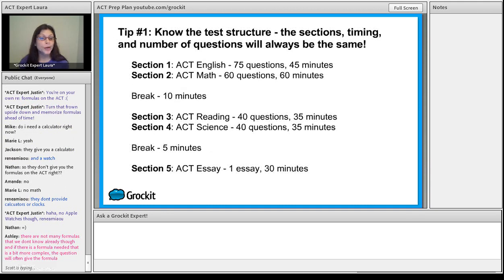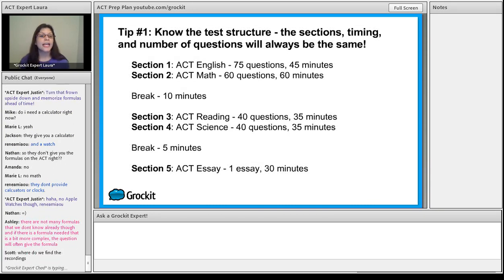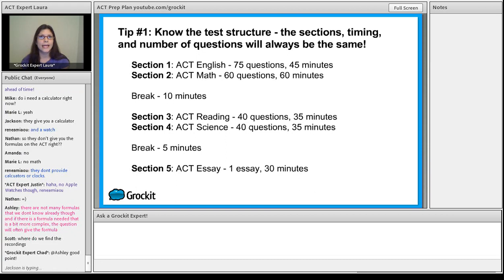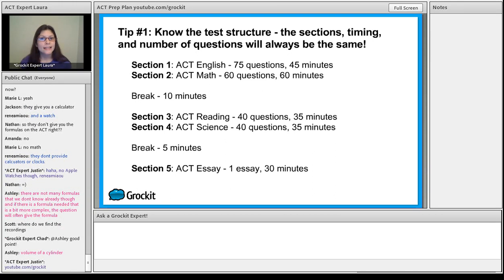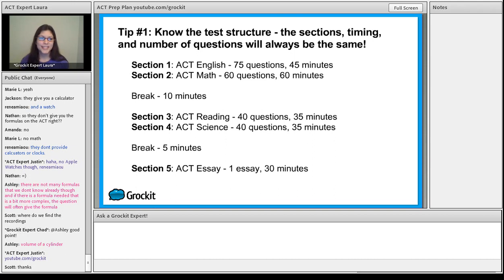And Ashley, I'm so glad that you mentioned that for math, if there is a super complex formula, like for a right cylinder, they'll give you the formula. In fact, the ACT is really student friendly. A lot of students have said to us over the years they prefer the ACT over the SAT because of how friendly it is. It's very, very predictable, and it doesn't go out of its way to trick you.